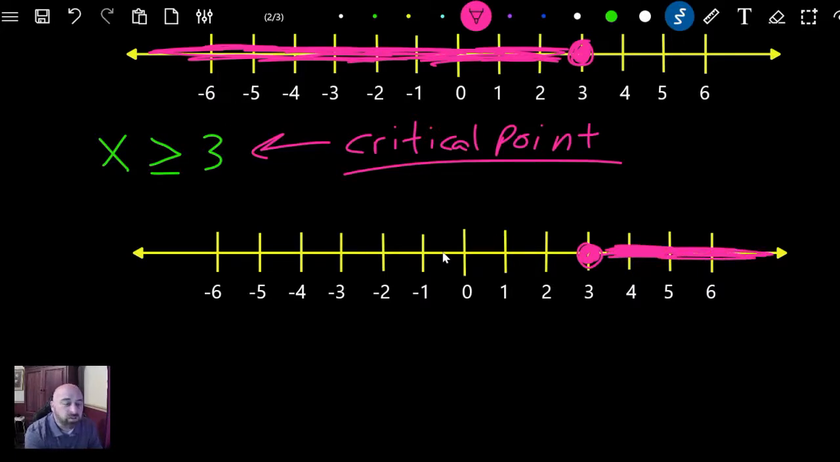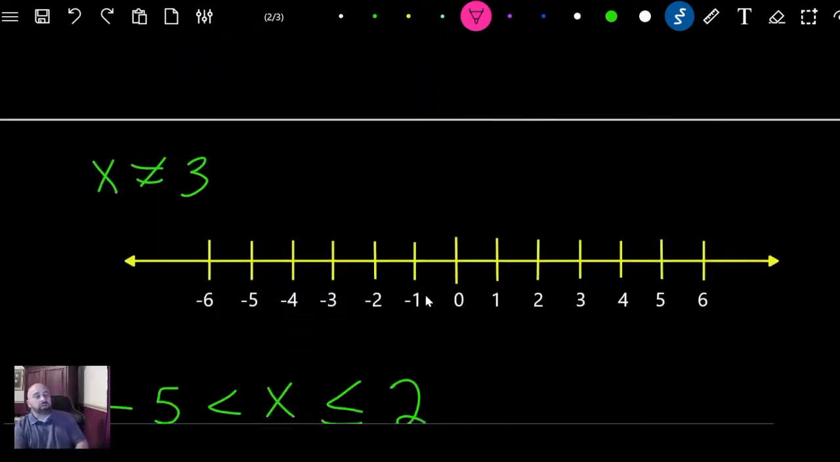And then you just test one. 5 is greater than or equal to 3. Is that true? Yes, it is. So we did it correctly. Okay. All right. Here's one more.